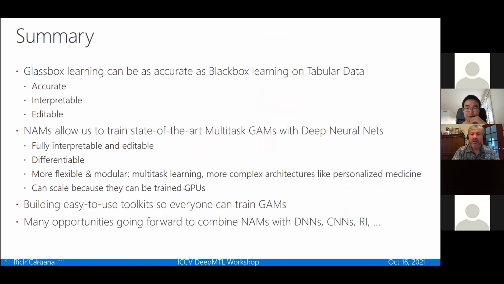And these things can really scale now to massive size. And we have a toolkit that makes it easier to train these models. That'll be available soon. You can already train the boosted tree ones. That's been available for a couple of years. The neural net one should be out in a couple of months. And we think there are going to be many opportunities to combine this deep learning with neural additive models with other things like regular deep neural nets, convolutional neural nets, reinforcement learning, inverse reinforcement learning, and all those sorts of things.